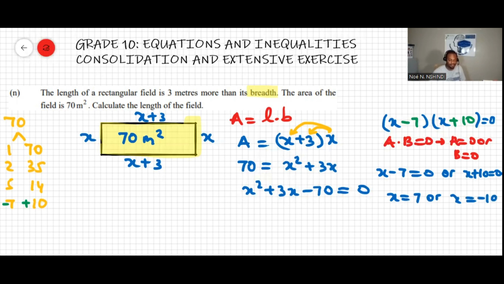You know that the length cannot be a negative number. The length of a rectangle cannot be negative. So this part is not applicable. So the only correct answer here is X equals 7. Okay.